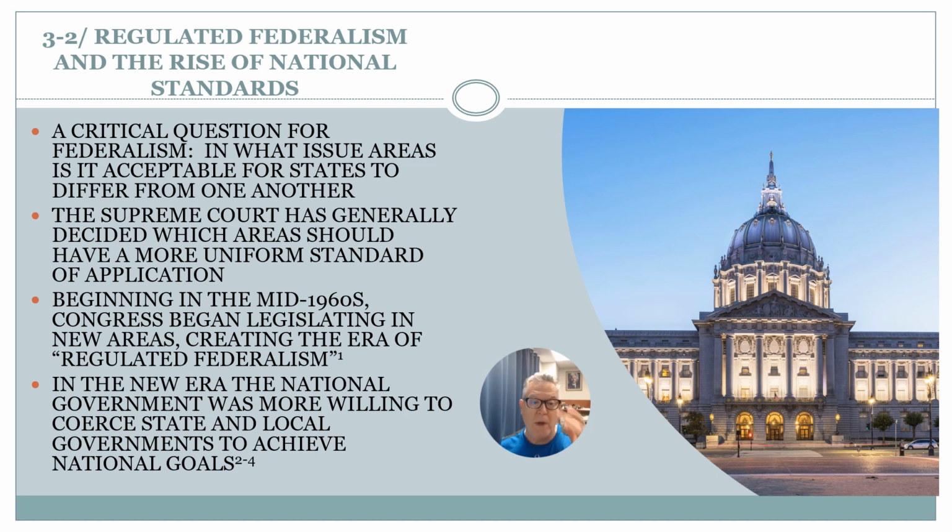So a critical question for federalism: in what issue areas is it acceptable for states to differ from one another? The Supreme Court has generally decided which areas should have a more uniform standard of application. And again, beginning in the 1960s, Congress begins legislating in new areas, creating an era known as regulated federalism. And again, that's where the federal government is increasingly saying to the states, you have to meet certain kinds of standards as it relates to education, as it relates to environmental protection, as it relates to access to medical care. Again, in the new era, the national government was more willing to coerce states and local governments in order to achieve national goals.